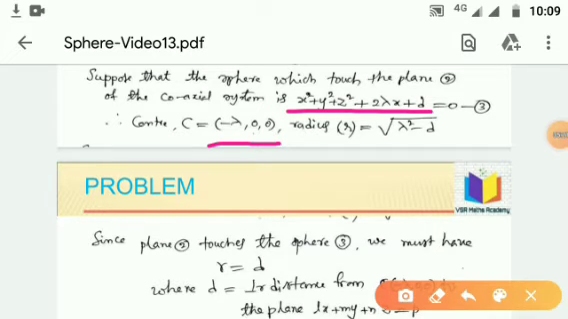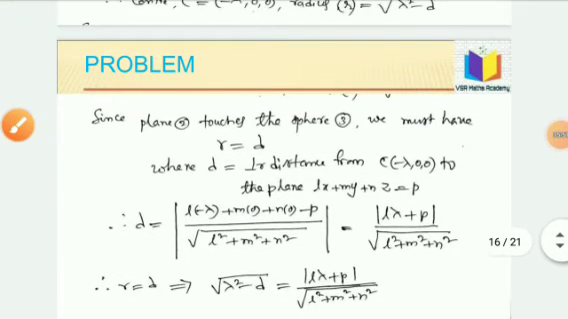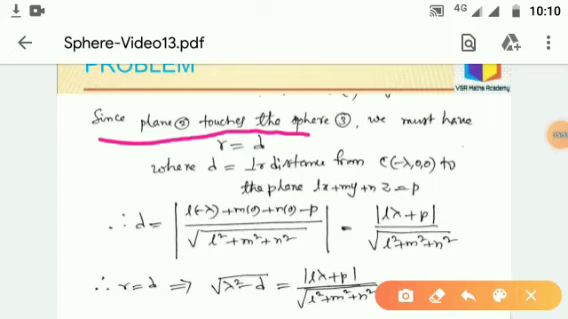Since there is no y term and no z term, we must have v = w = 0. Therefore the center (-u, -v, -w) will be (-λ, 0, 0). And the radius is root of u² + v² + w² - d. Since v = 0, w = 0 and u = λ, the radius is root of λ² - d. Since the plane touches the sphere, we must have r = d.